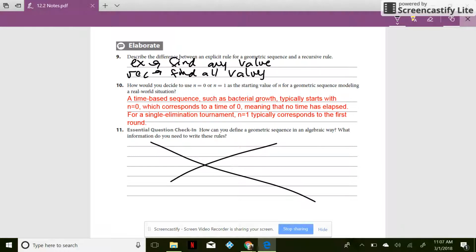How would you decide to use n equals 0 or n equals 1 as a starting value for a geometric sequence modeling a real-world situation? That's always the hardest thing to figure out. So a time-based sequence, such as bacterial growth, like we did in the last problem, typically starts with n equals 0, which corresponds to a time of 0, meaning that no time has elapsed. For something like a single elimination tournament, n equals 1 typically corresponds to the first round.